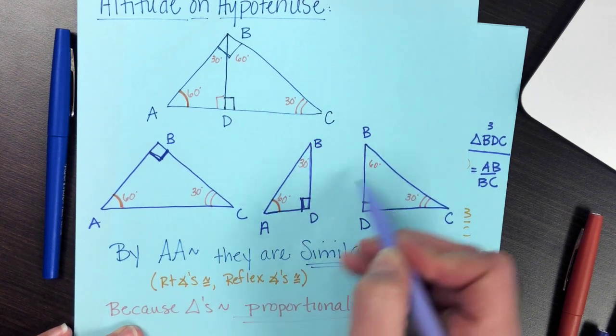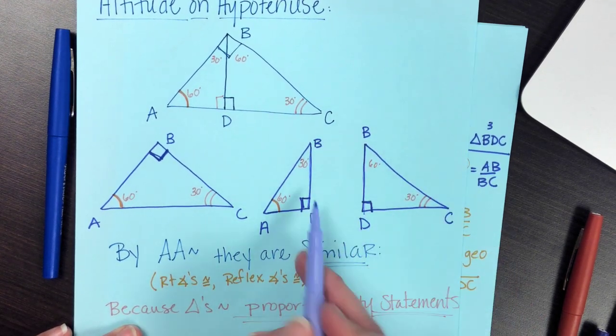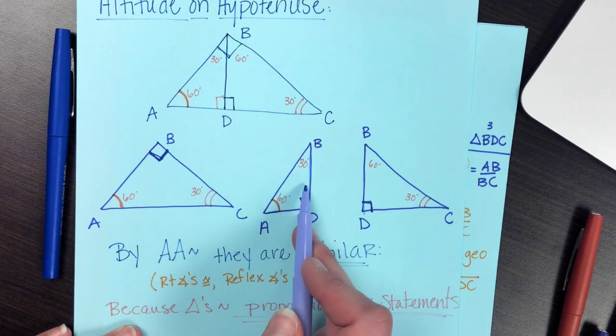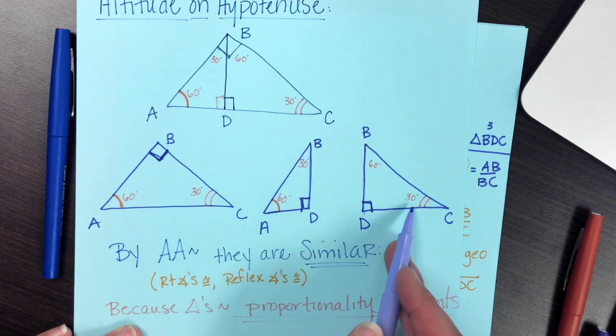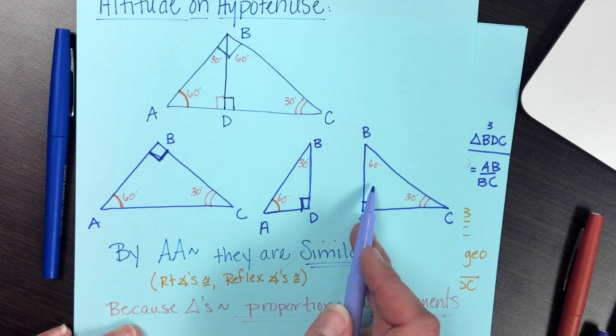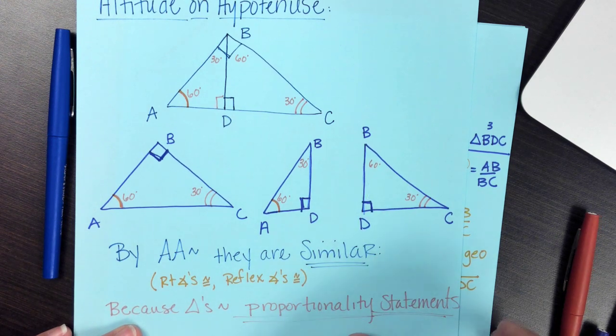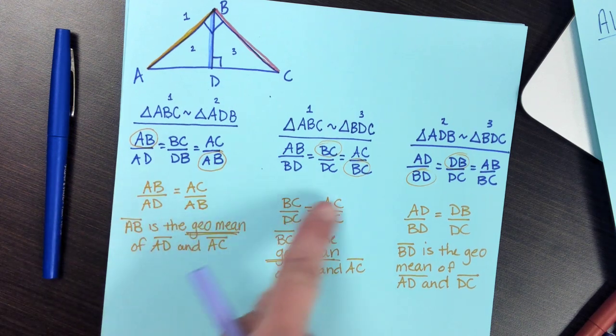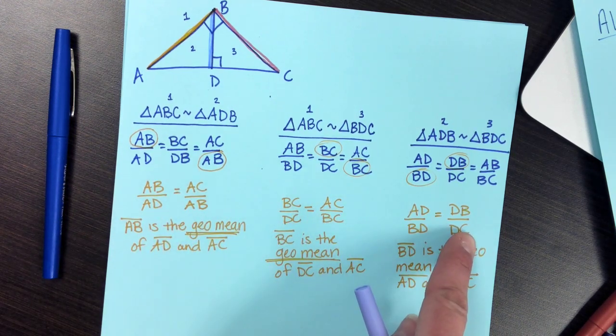BD is our geometric mean, but notice how on this side it's the longer, it's opposite the 60-degree angle, and over here, isn't it the shorter? It's opposite the 30-degree angle. So even though they're both legs, they don't correspond. And that's what happens when we talk about the geometric mean. Same segment, same length, they don't correspond, and that's why the cross multiplication occurs.